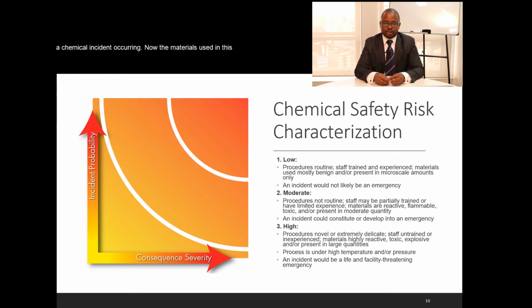Now, the materials used where we have high chemical safety risks are toxic, they are reactive, they could be explosive, and it is likely they'll be present in large quantities. This all characterizes high safety risk. An incident in a high safety risk region is likely to result in loss of life, loss of property, and it is likely to lead to a serious emergency situation.